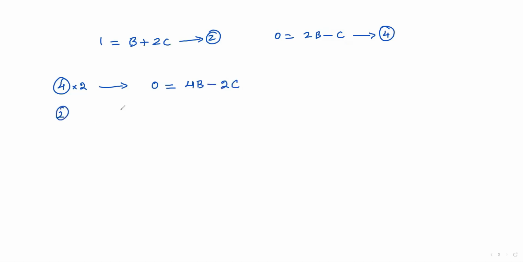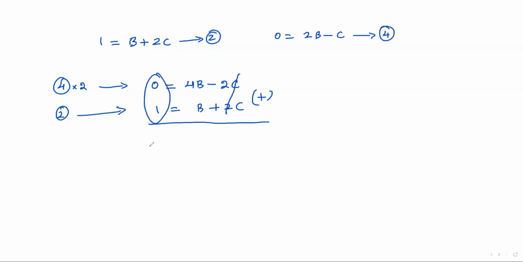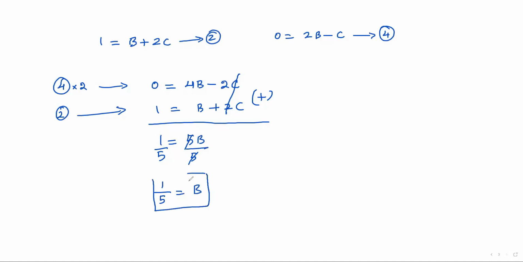I'm taking the second equation as it is, that is 1 is equal to b positive 2c. Now I'm adding these two equations to eliminate the constant c. So the negative 2c and positive 2c will cancel out. And here 0 plus 1 is 1. When I add 4b and b, it will be 5b. To solve for b, I divide both sides by 5. So 5 will cancel out. I get 1 over 5 is equal to b. Now I got the value of b, that is 1 over 5.